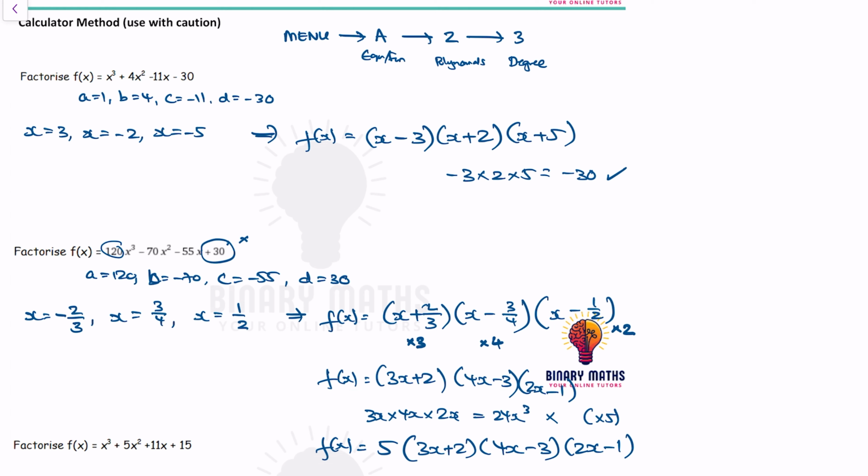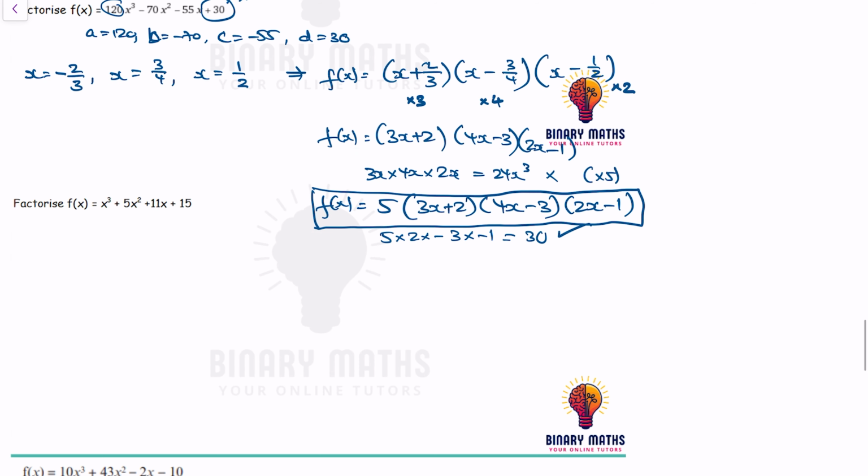Let's check the last term to make sure it's right. So in the last term, I'd get 5 times 2 times negative 3 times negative 1. That gives me 10. 10 times 3, which is 30. Is the last term 30? Yes, it is, so it works out. So my final answer will be this one, f of x is equal to 5 lots of these terms. And let's look at the last example.